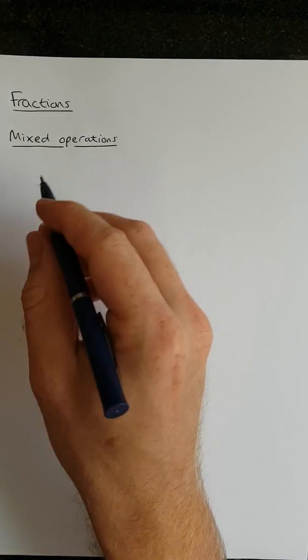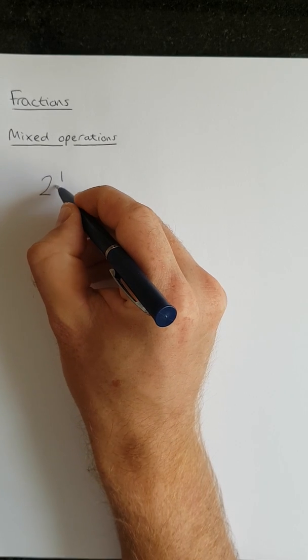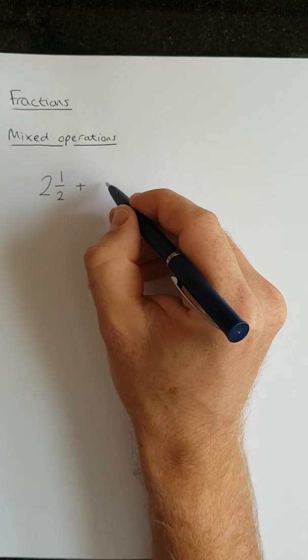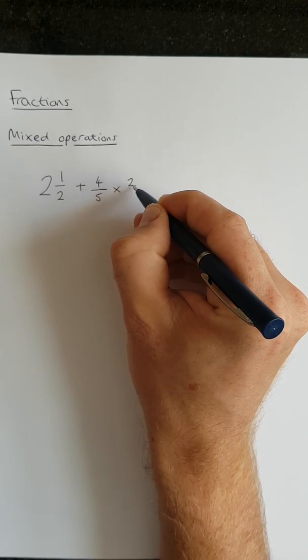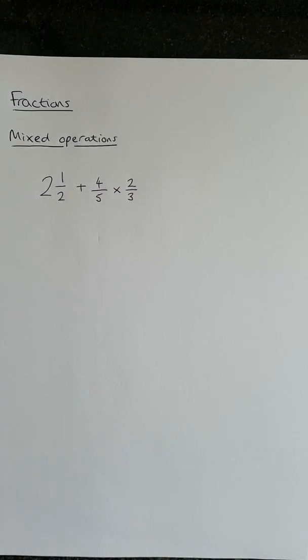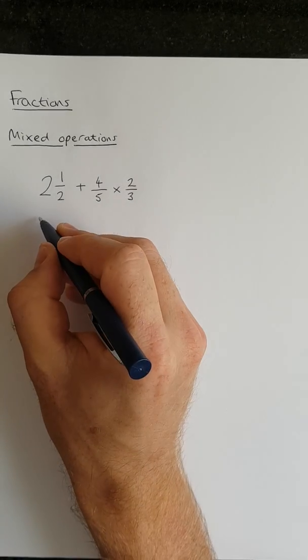So, let's now look at a mixed operation situation. Here we've got addition and multiplication, and we've got mixed numbers and just straightforward fractions. Before I start to calculate here, I need to be aware of something, which hopefully you've seen.